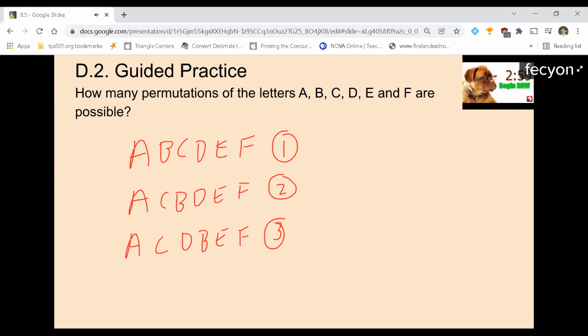I haven't taught you how to do this yet. So this is a challenge question. If you can find the answer, I will be impressed. The answer is between 500 and 1,000. Good work.